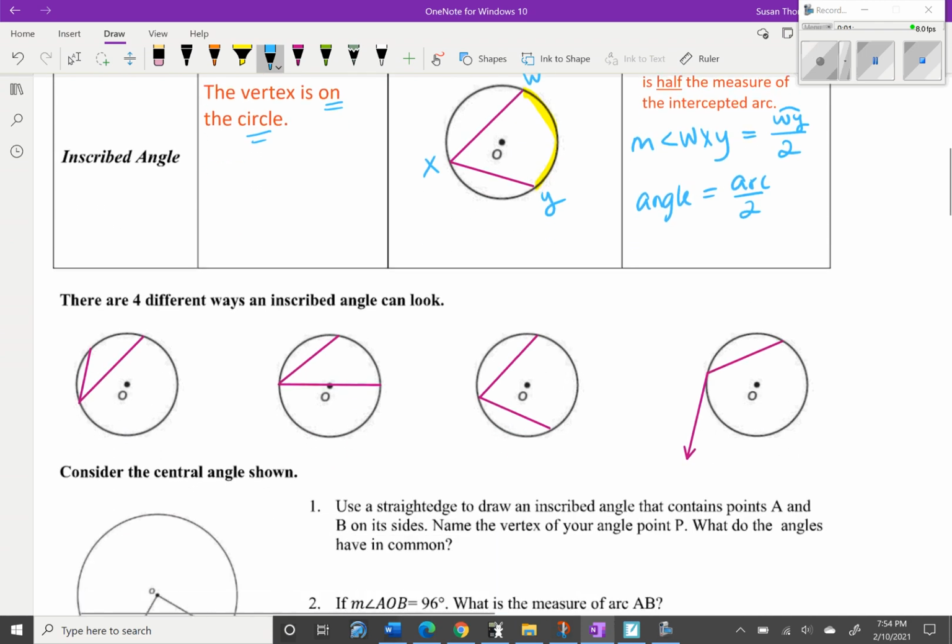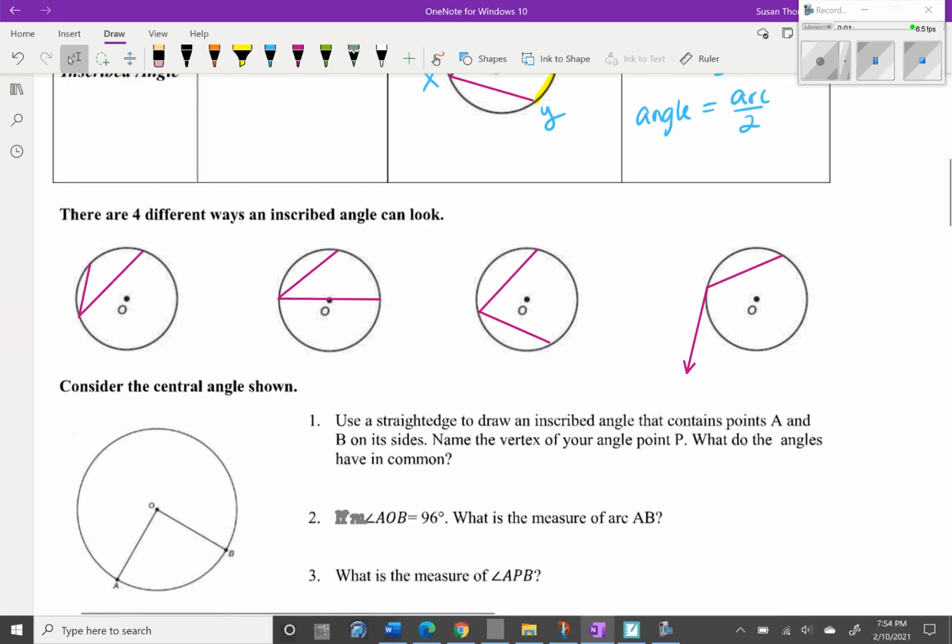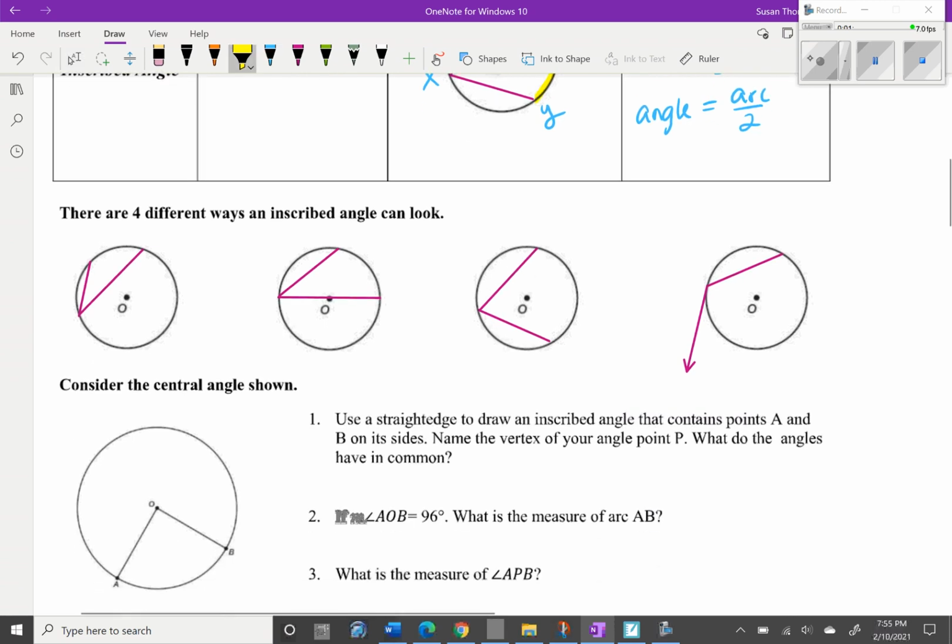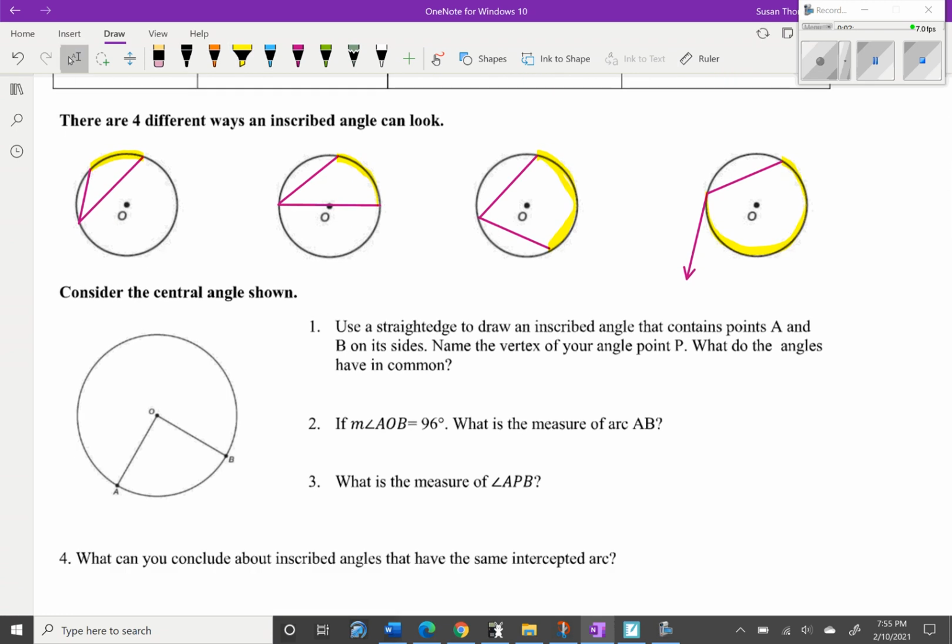So let's go ahead and look at 4 different ways an inscribed angle could look. So here we have the angle, and that would be the arc. Here's the angle and the arc, and here's another example. And this last one, again, the vertex is on the circle, so this would be the intercepted arc, the highlighted area. Next, it says, consider the central angle shown. Use a straight edge to draw an inscribed angle that contains points A and B on its sides. Name the vertex of your angle point P. What do the angles have in common?